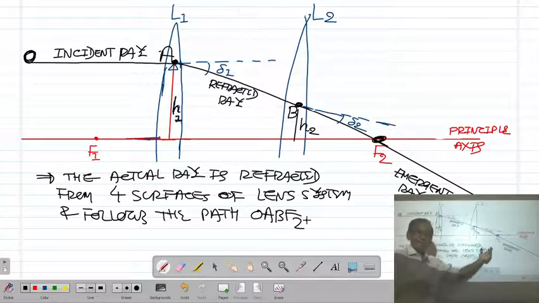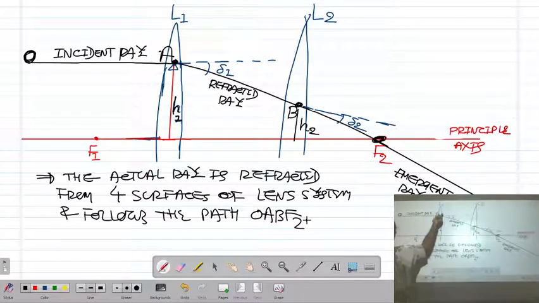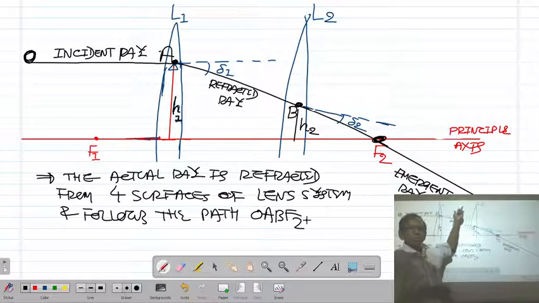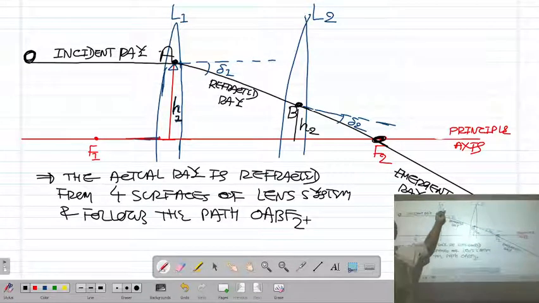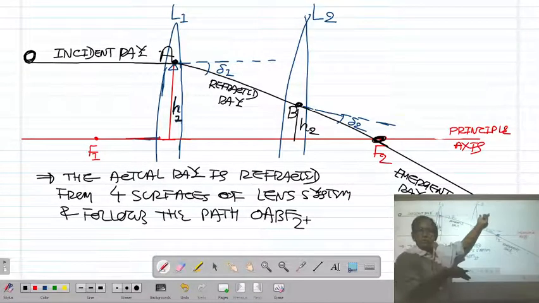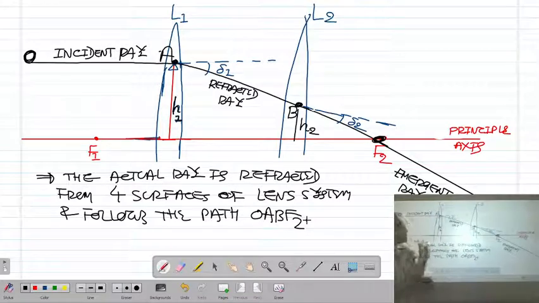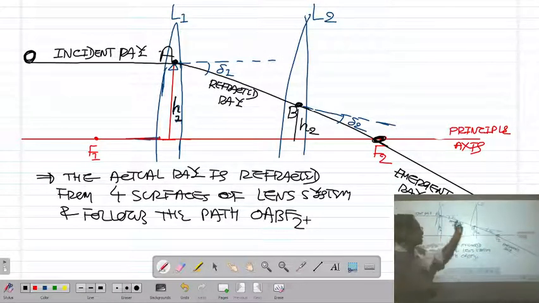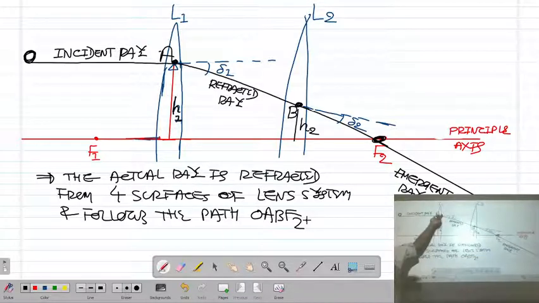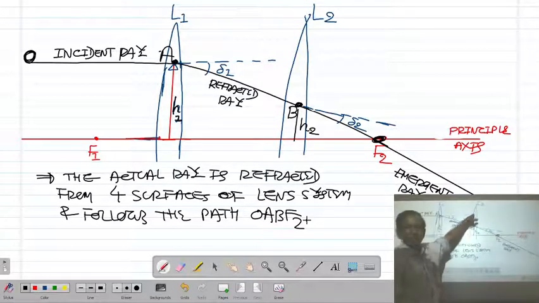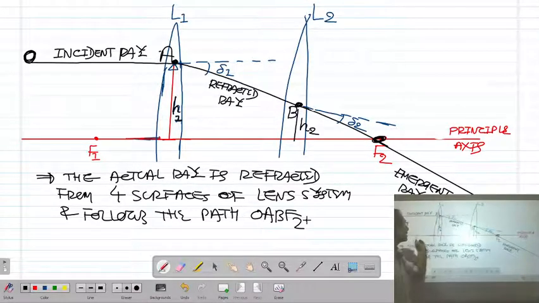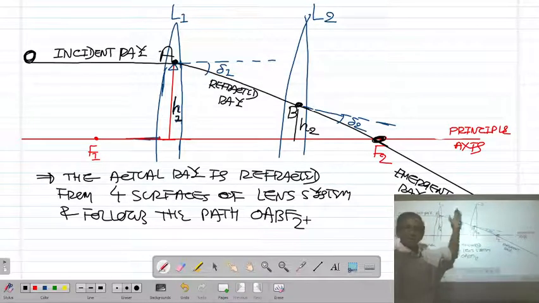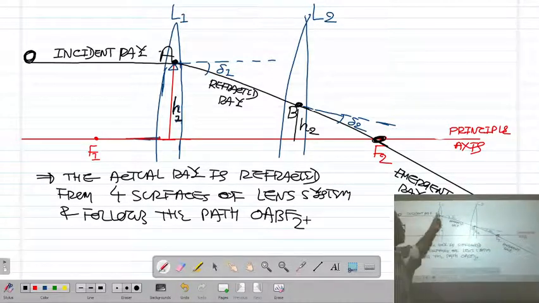The actual incident ray is refracted at two surfaces of lens L1 and two surfaces of lens L2. So the actual ray is refracted at four surfaces of the lens system and follows the path OA, B, F2. The incident ray is refracted from the left surface and right surface of lens L1, and again from the left surface and right surface of lens L2.